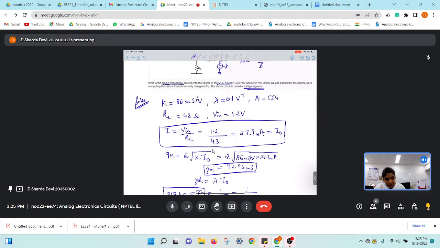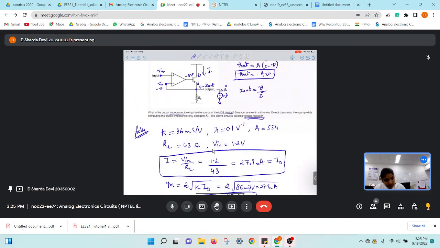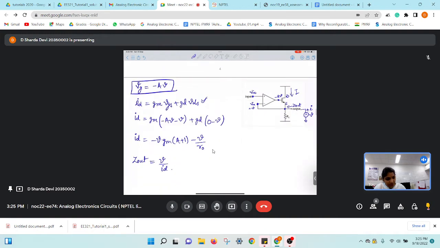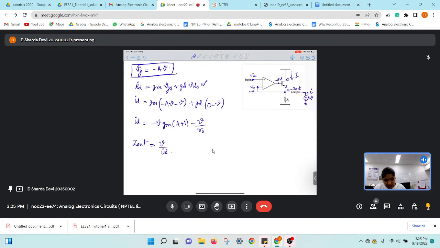If you carefully read the question, it's mentioned that you can only disregard RL. So we are already disregarding RL. If there is no RL, then whatever current you are getting from this attached new voltage source will be the current shown by the MOSFET, right? So we can safely write Z out to be small v by small id, which turns out to be R naught by GM R naught A plus 1 plus 1.